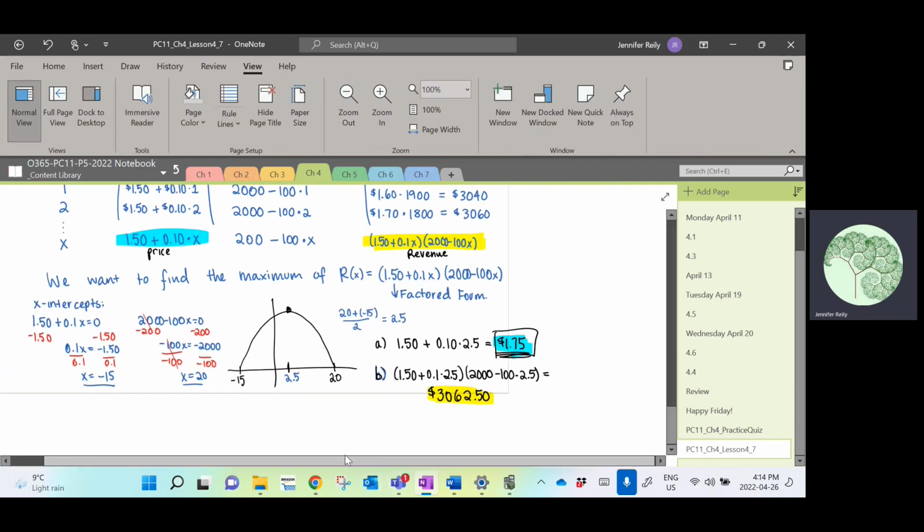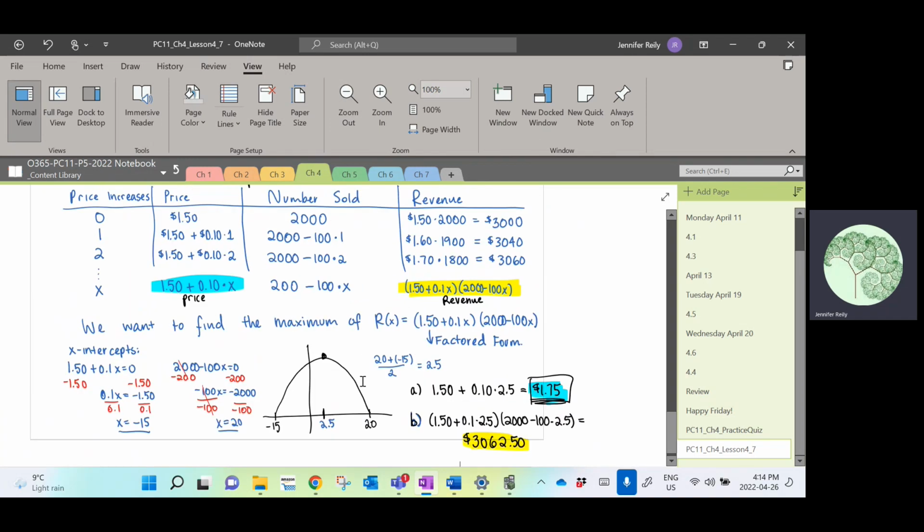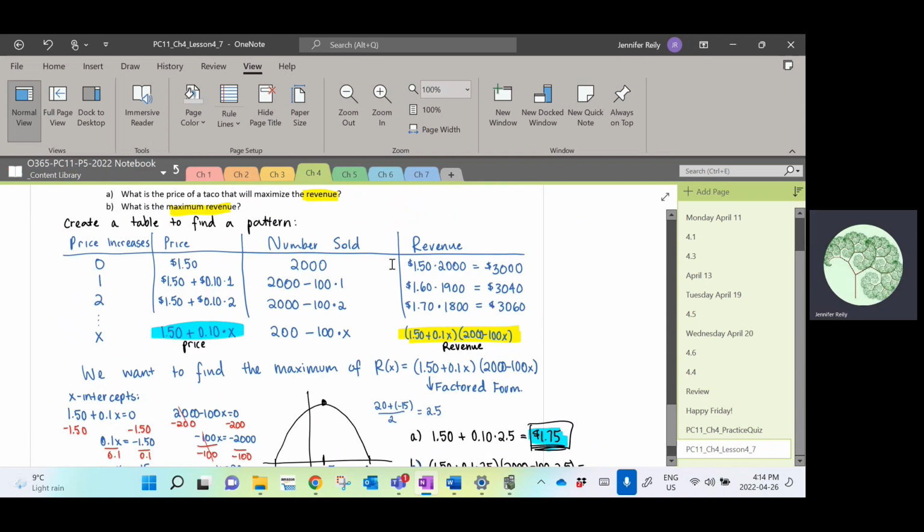If I increase the price anymore, my revenue is going to go down because I get less people buying them. If I lower the price anymore, I'm going to get more people to buy them, but I'm going to earn less. So that's the best possible revenue I can make. Okay, so every time you do a maximum problem with prices, you want to set it up in this exact way, making a table and then setting your price increases to X to get a pattern there.